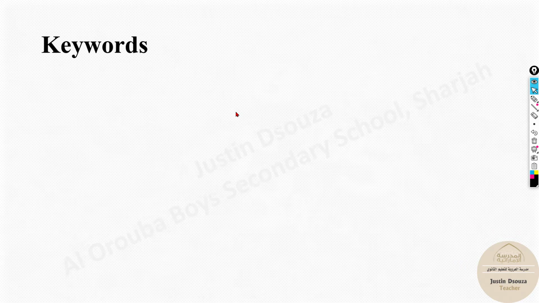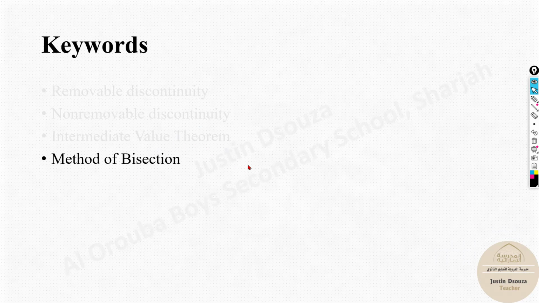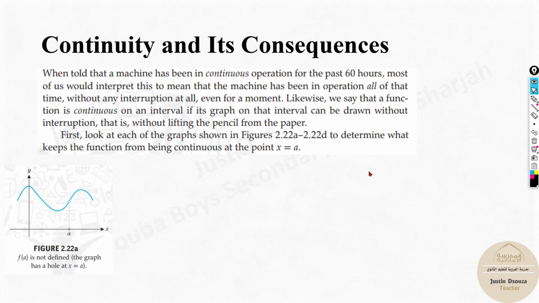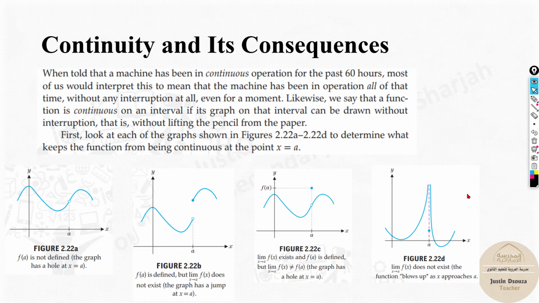We will quickly go through the keywords, that is removable discontinuity, non-removable discontinuity, intermediate value theorem, and method of bisection. We have a problem on this, and all this we will come to right now. We will see the first two keywords in this slide. So let's look at these four figures. You can read through this.